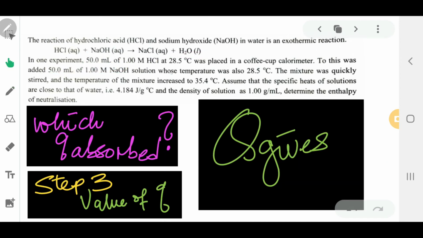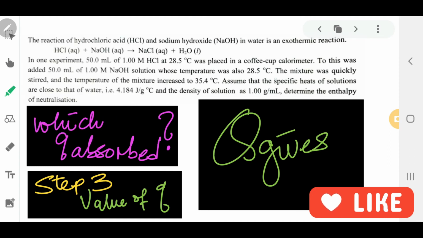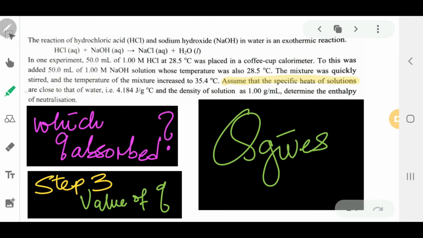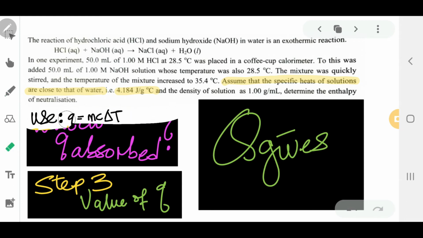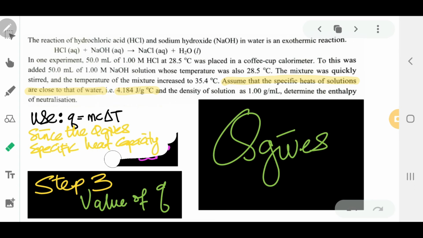So now we're going to find out what Q absorb that we need to use. Okay, so when you read the question further, you would realize that the only information given to you about which Q will be used is this. You have the specific heats of solution are close to that of water, which is 4.18. Okay, so that is the only thing that is given to you. There's no heat capacity given, only specific heat capacity. Therefore, what we need to use is Q equals MC delta T, since the question gives you specific heat capacity only.